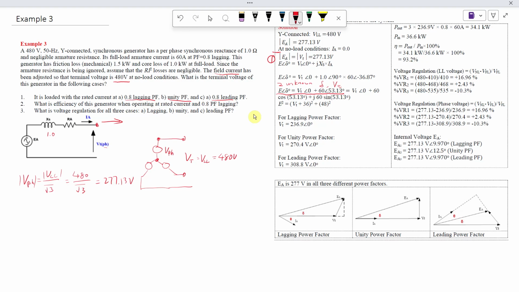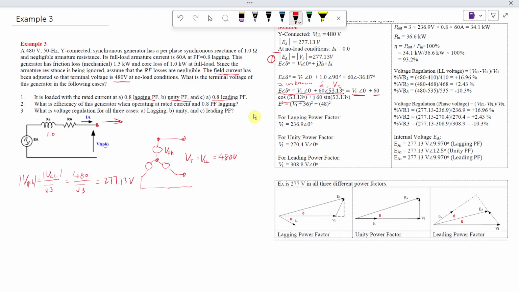But we can use some trick here. If we set this to 0 degrees, it's only real parts. So that's the real part. And for this 60 phasor, we can convert it to a complex form: 60 multiplied by cosine of this amount, and j 60 sine of this amount.